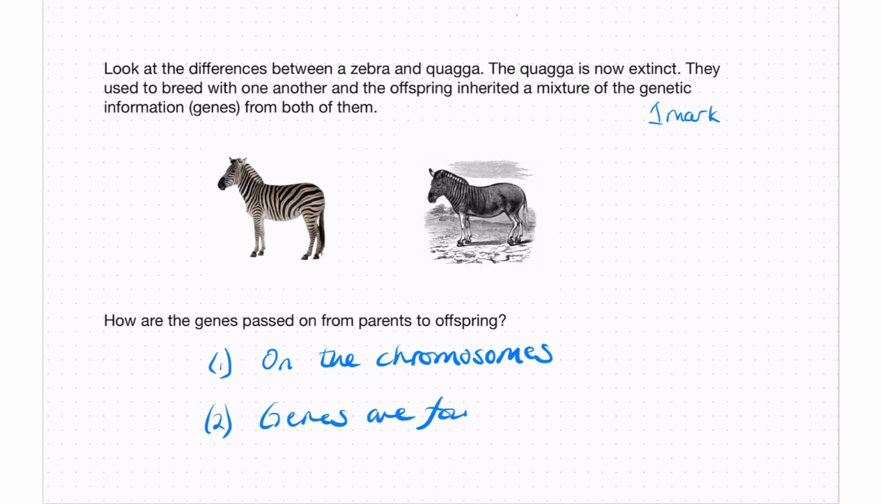and you've got to be careful with this one, in eggs and you have to say and sperm. That would get you the 2nd mark. If you just said that they were found in the egg, that wouldn't be enough. But if you also said the genes are found in the DNA, that would get you the mark as well.